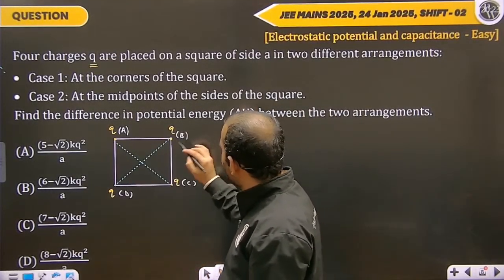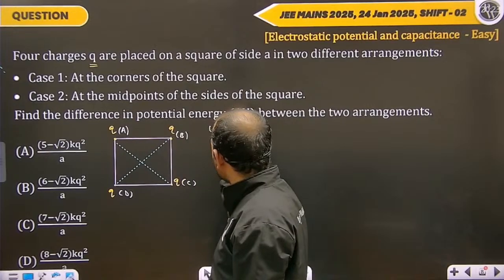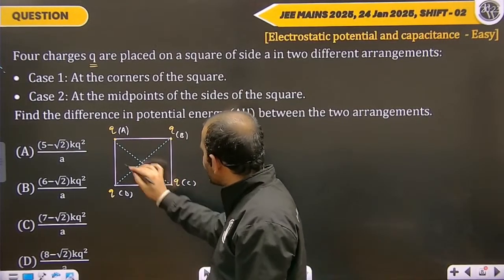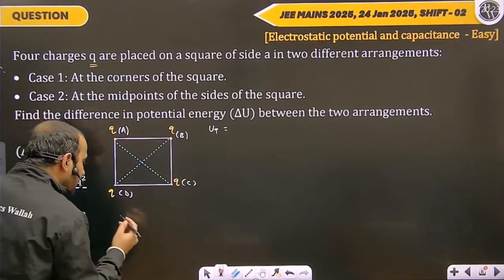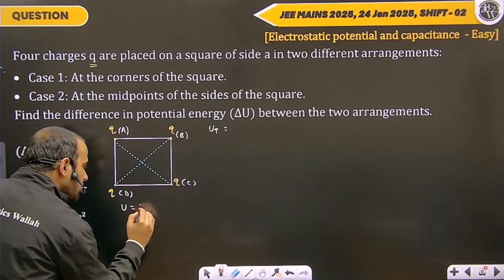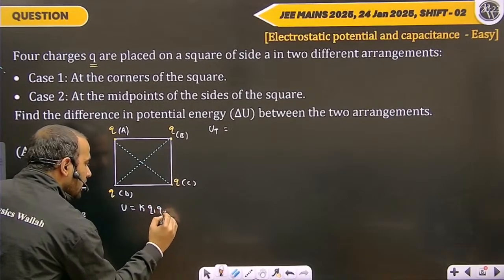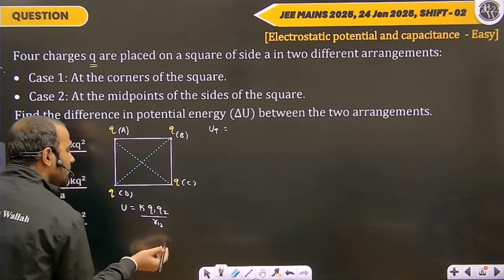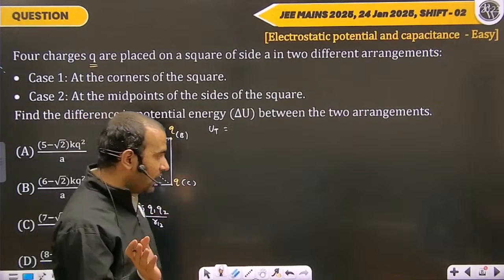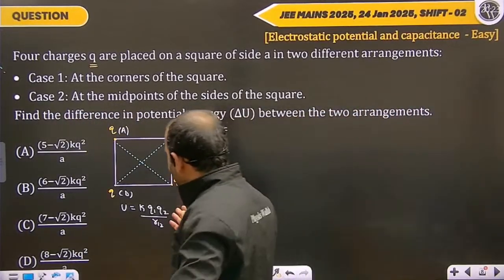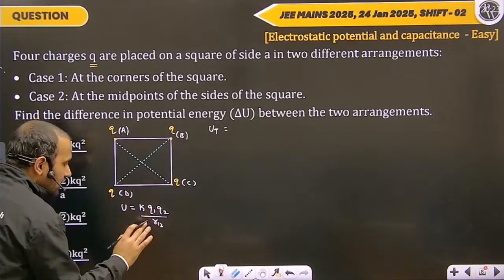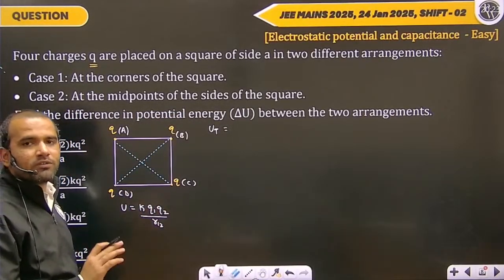what we can do is write the total potential energy. So these 4 charges will have how many combinations for energy? We all know that for 2 given charges, we are having energy equal to K Q1 Q2 divided by R12. This same question they have asked in the yesterday evening shift also. So for any 2 given charges, we are having energy K Q1 Q2 divided by R12.